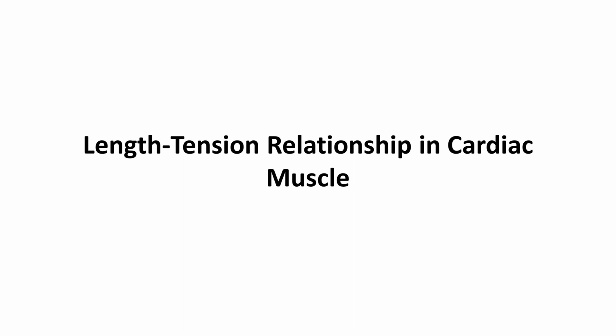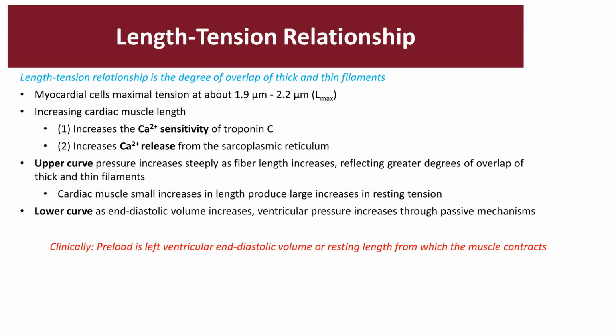Length-to-tension relationship in the cardiac muscle cells. The length-to-tension relationship is the degree of overlap between the thick and thin filaments. The myocardial cells have a maximal tension at about 1.9 micrometers to 2.2 micrometers, and 2.2 micrometers is going to be the L max. This is the maximal overlap at which there's functional activity between the fibers.